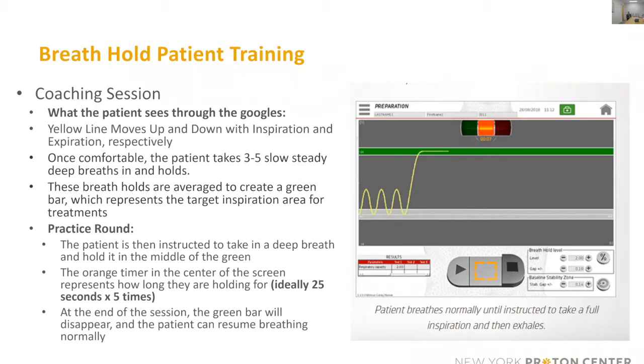And during this coaching session, what they're essentially seeing is, through wearing the goggles and breathing through that mouthpiece, they're watching their breathing cycle, and they're getting instructed on how much and where to hold their breath such that we're able to create a region of interest, which is represented here by the green bar, which is where they're going to try to hold their breath to every single time as their target inspiration area for their treatments. And you can get a sense here from the orange bar how long they can hold their breath within that target area for.